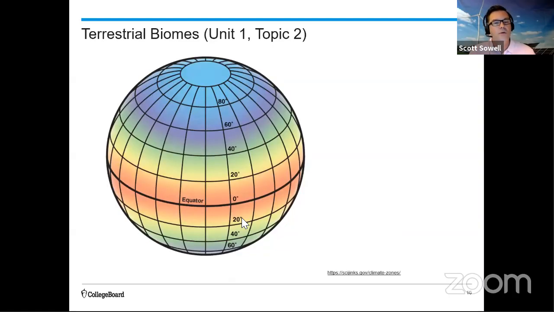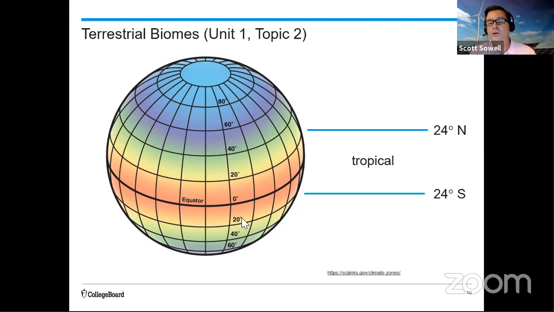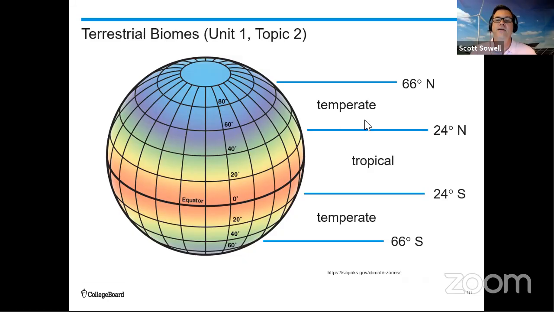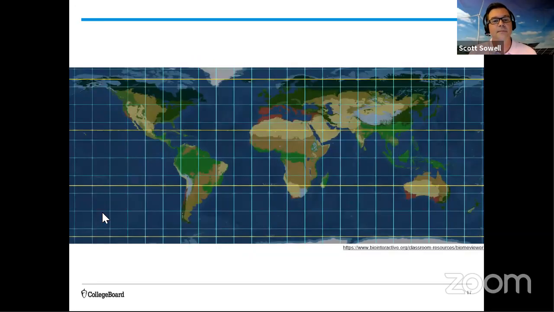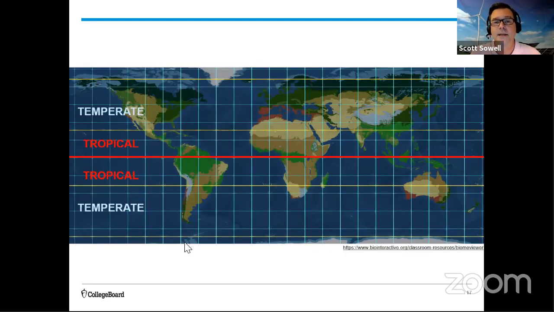So just as a quick reminder, I'm sure this is a review for you, but remember when we're talking about the tropical region, we're talking about that area above and below the equator. And then the areas above and below that are temperate, because the words temperate and tropical pop up in the names of those terrestrial biomes. So it's just a nice reminder of what those words mean. So again, here's our equator, area above and below that is tropical, and above and below that is temperate.